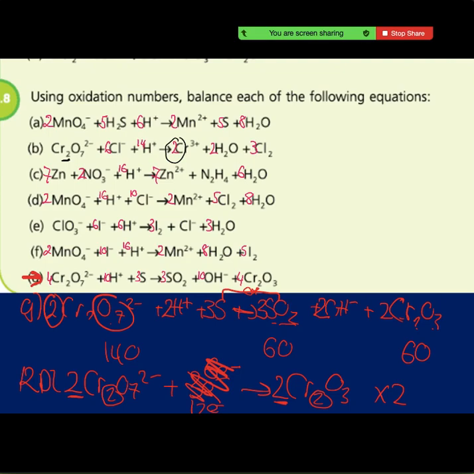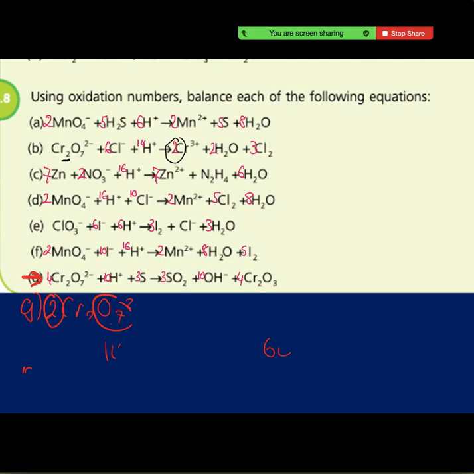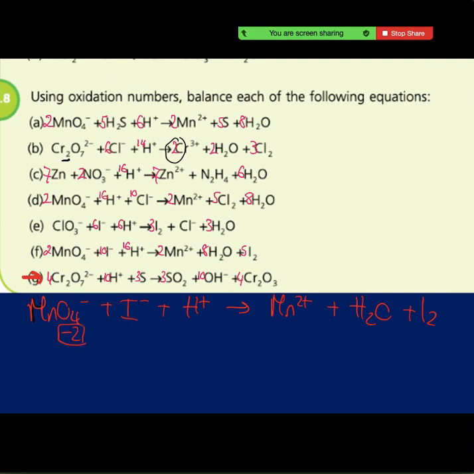Okay? F. So F is MnO4 minus plus I minus plus H plus goes to Mn2 plus plus H2O plus I2. So minus 4 of, or minus 2, 4 of them minus 8. I need a 1 left over. Negative 7 makes manganese here positive 7. This is a simple ion, minus 1, plus 1. This is a simple ion, plus 2. This is minus 2 and makes this plus 1, and iodine is an element, 0.